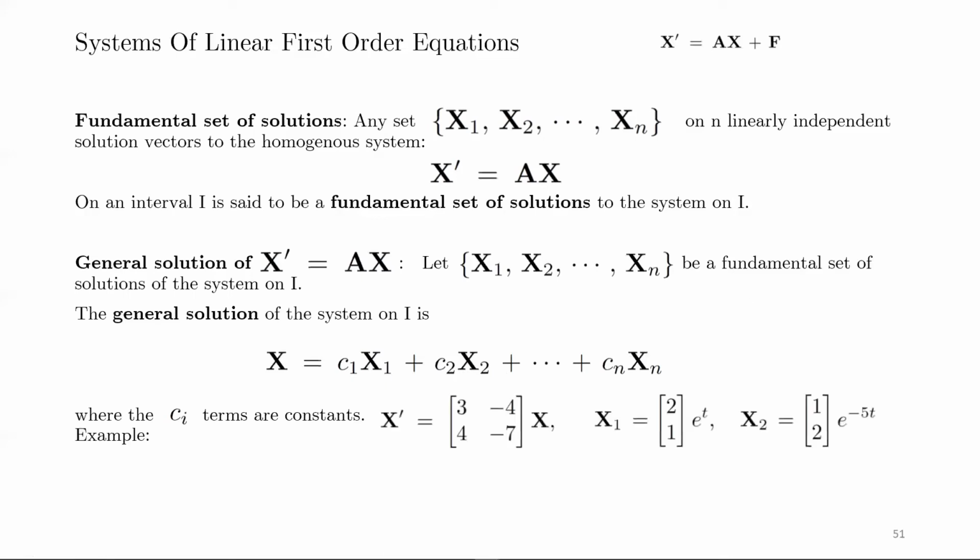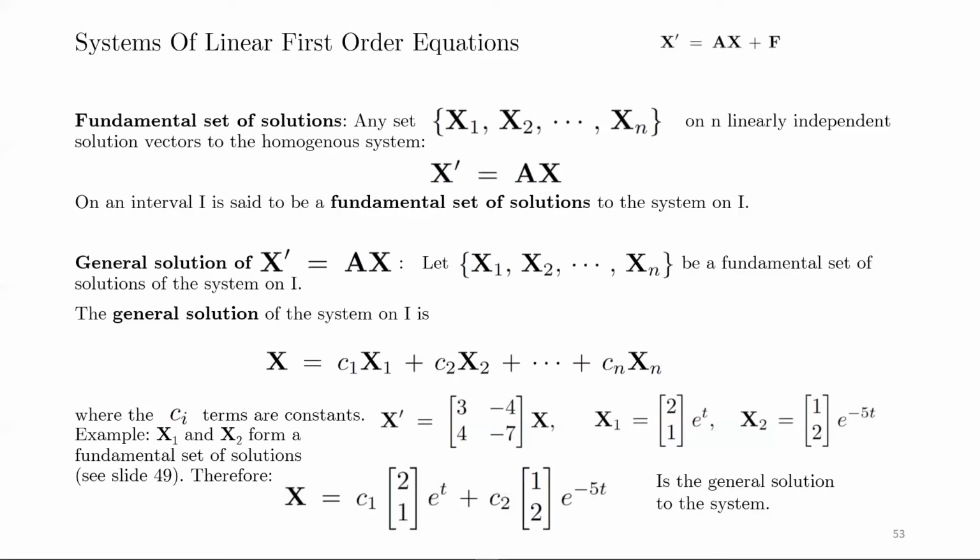So if we go back to our example, our 2x2 case here, we had two solutions, X1 and X2. We showed in an earlier slide by calculating the Wronskian of these two solution vectors that they were linearly independent. Therefore, X1 and X2 form a fundamental set of solutions. Therefore, the linear combination of X1 and X2 is a general solution to the homogeneous system of linear ODEs. So again, it's very similar to the scalar case.